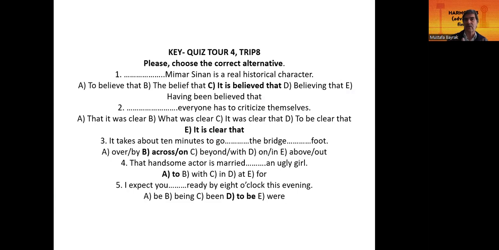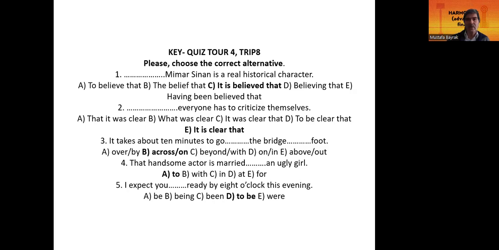Main clause. As you know, clauses and phrases don't have a message in them, but the sentences, the main clause has a message in them, and of course, the main clause with the other subordinate clause have a complete message in them together. Okay, so it is believed that Mimar Sinan has a real historical character. Okay. 2, it is clear that, it is adjective that. It is clear that everyone has to criticize themselves instead of criticizing the others.